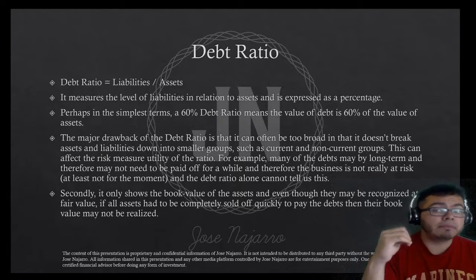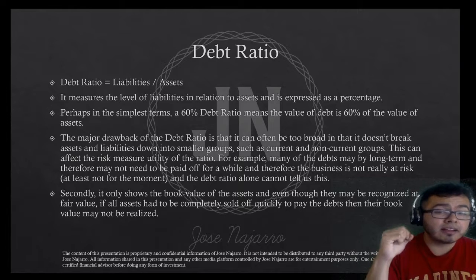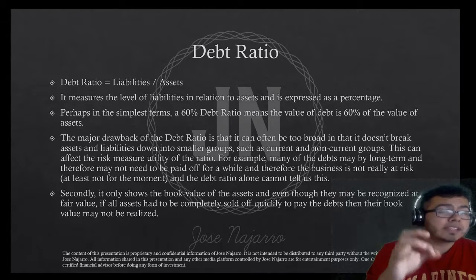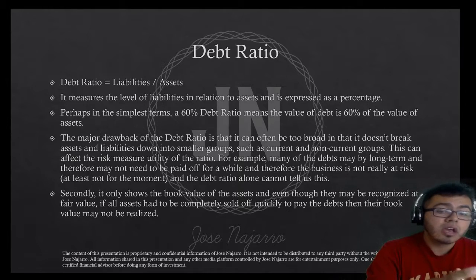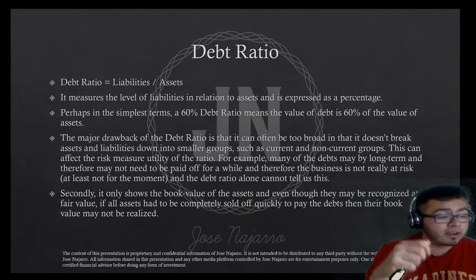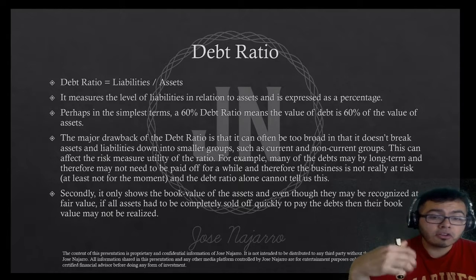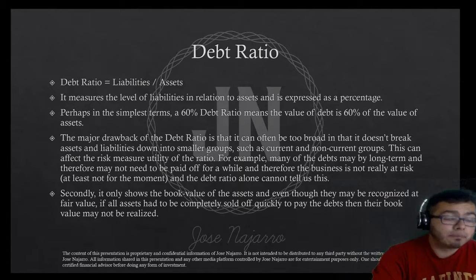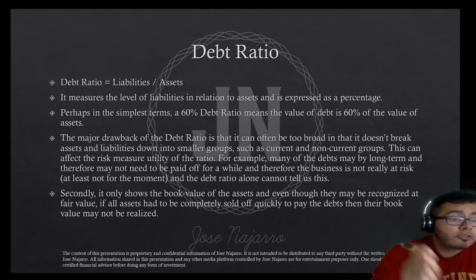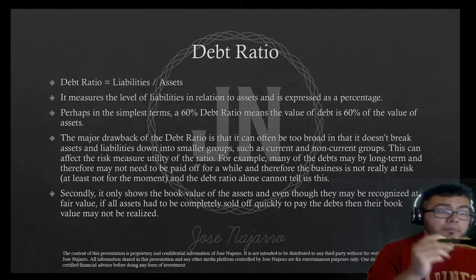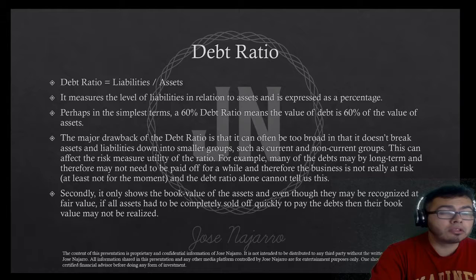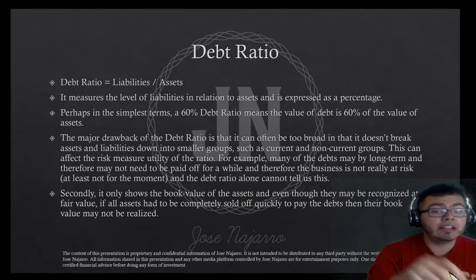So remember, I keep sounding like a broken record: always take a look at the report. Don't just look at the ratios, because the ratios only give you a certain piece of what's going on. You want to take a look at the time frame. Secondly, like I mentioned before, it shows the book value of assets. Liabilities are true form. Liabilities show you exactly what you need to pay the bank or the loans back. They give you the exact value.